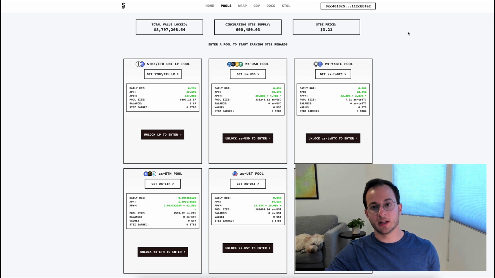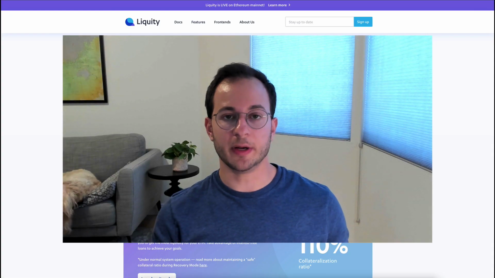Again, because the protocol is depending on the stabilized price, I believe the returns are a little bit lower now because of the huge drawdown we saw in the market. But you can see that the APYs are still pretty significant for a lot of these pools, so definitely worth checking out. Now, next up is Liquity.